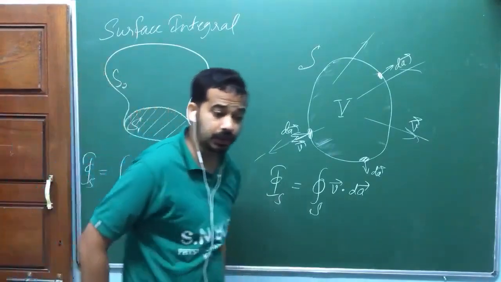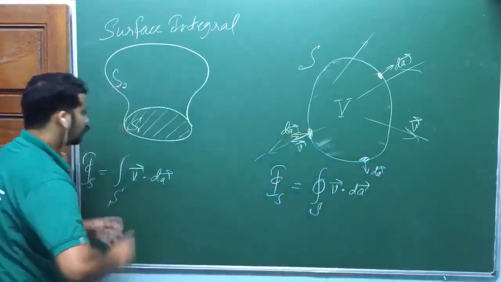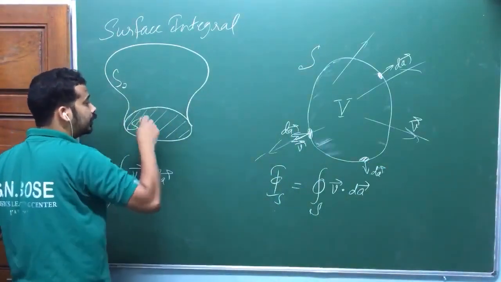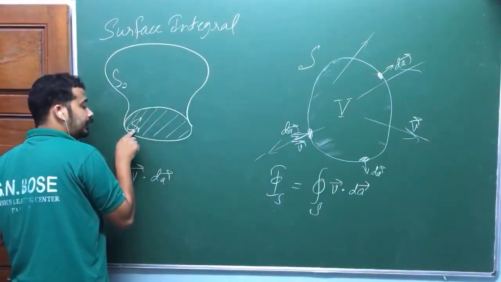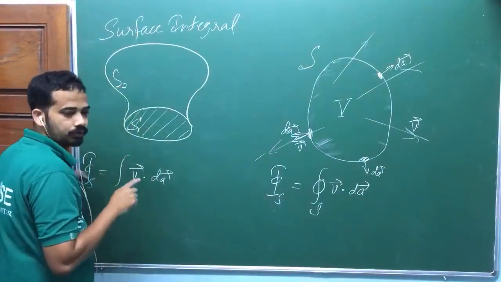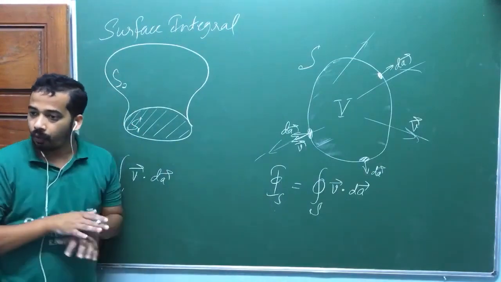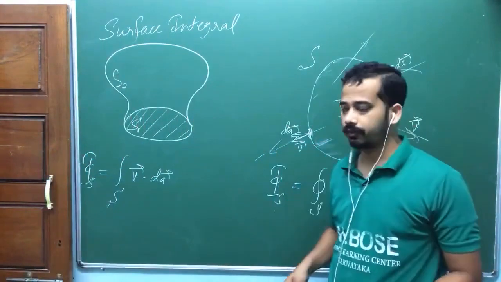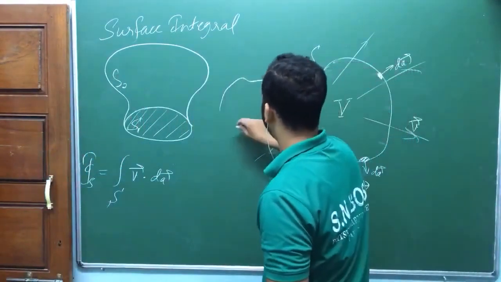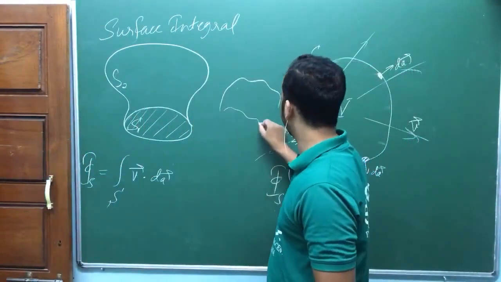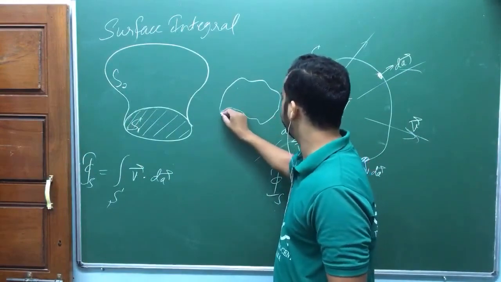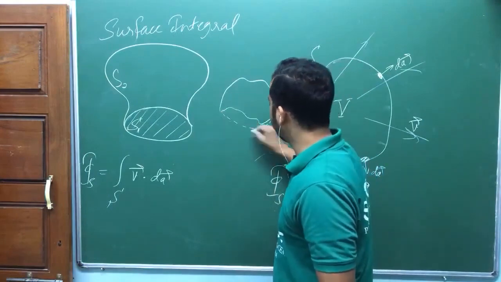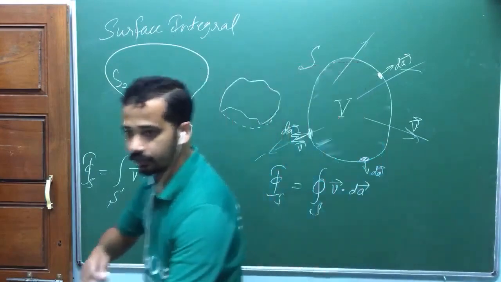But there is a special class of vector field. This circle that I have drawn, this closed line, we call the boundary of S1, and the boundary of S2. For an open surface, we define a boundary. That boundary is actually a closed path, whatever open surface you take. So the boundary line will be a closed path. Can you just imagine this one?